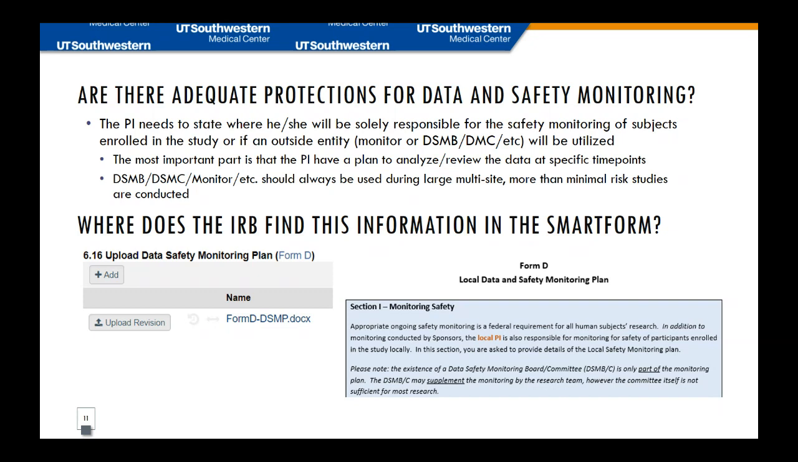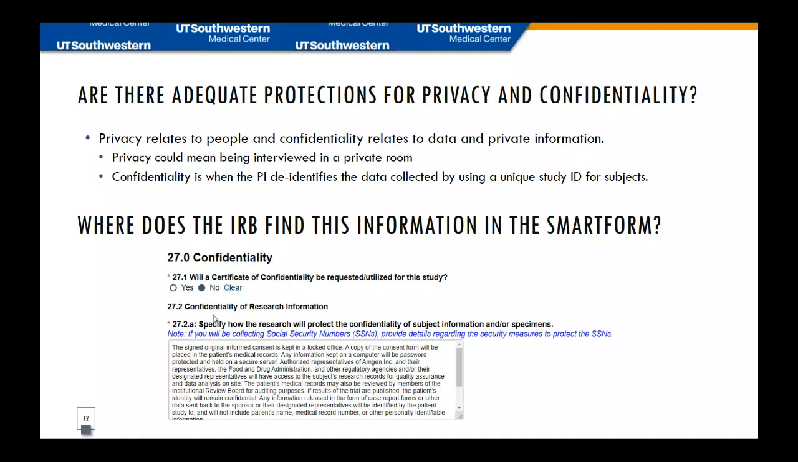All right, let's talk about privacy and confidentiality. So one key thing to remember is privacy relates to people and confidentiality relates to data and private information. So for example, privacy could mean, is your subject being interviewed in a private room? Whereas confidentiality is when the PI has a plan to de-identify the data collected by using a unique study ID for subject. So confidentiality could also mean having appropriate safeguards in place to access the data.